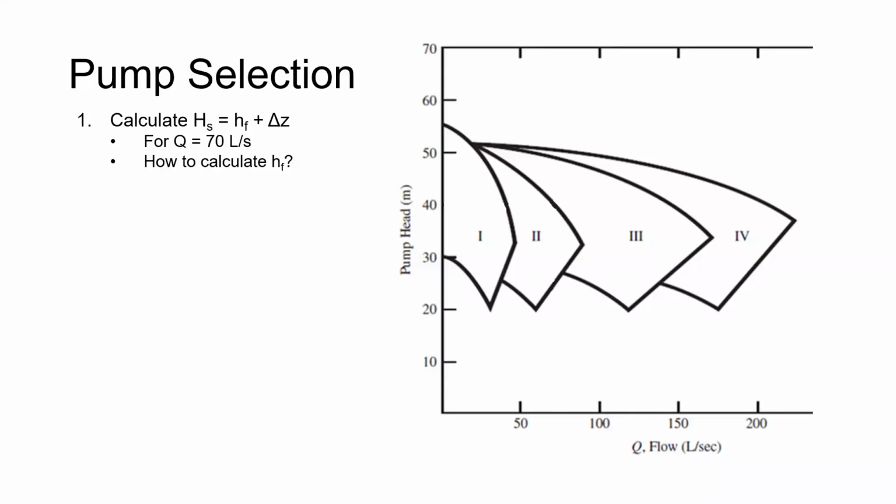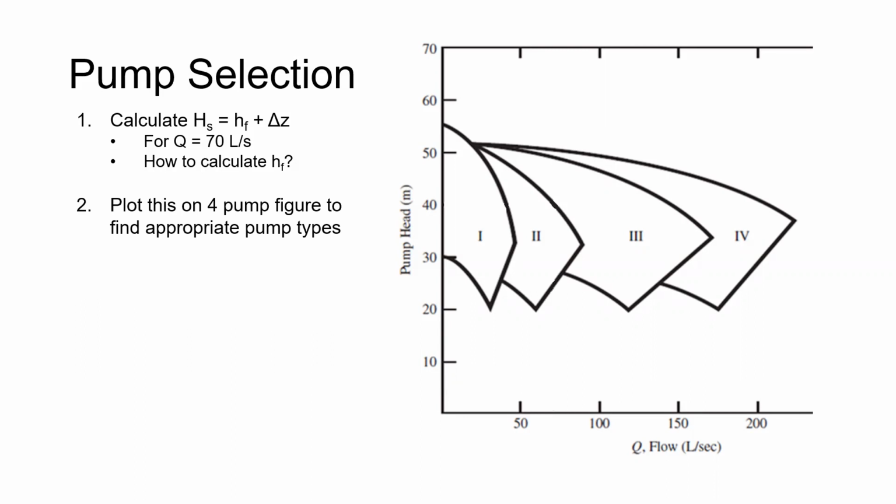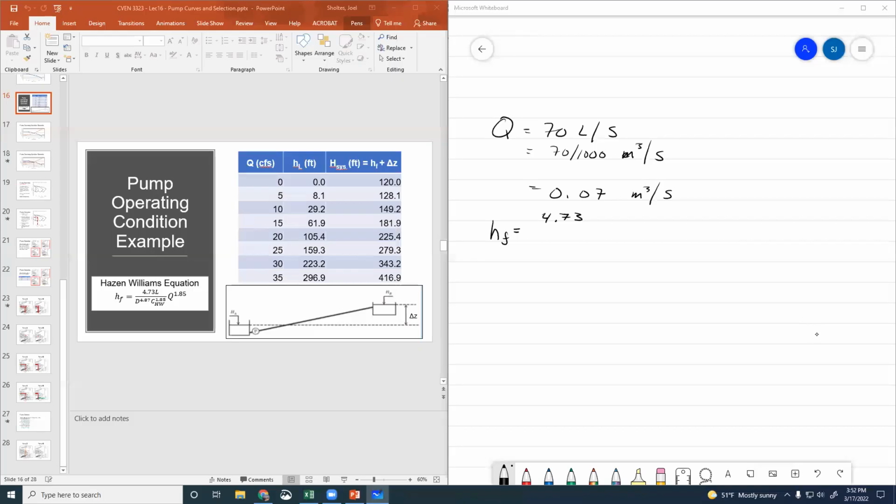And just do that for one flow rate. Then we'll actually do for different flow rates and figure out exactly where we fall on the pump curves. So let's go ahead and do that, and I'll have you guys work on that. And I'll pause this. So we're going to calculate the head loss at 70 liters per second, which is 0.07 cubic meters per second. We'll use the Hazen-Williams equation.